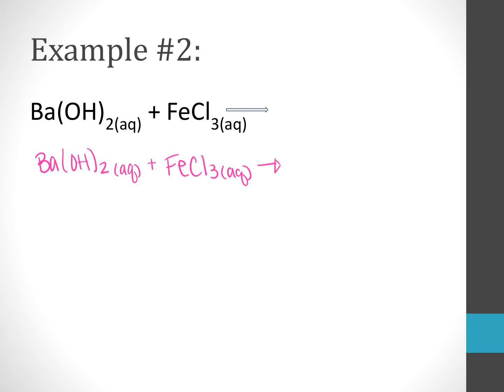Okay, so for this one, I didn't give you the products. So that means we have to predict the products on our own. What two elements are going to swap places? Okay, so we're going to swap the barium and the iron. So I'm going to just write their formulas off to the side. So iron is going to bond to the hydroxide.